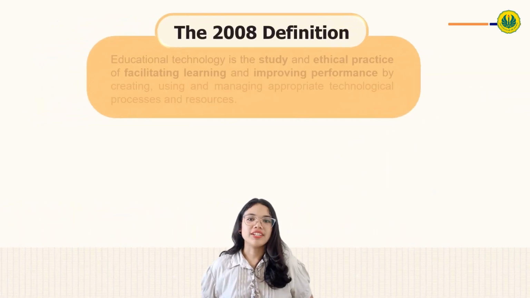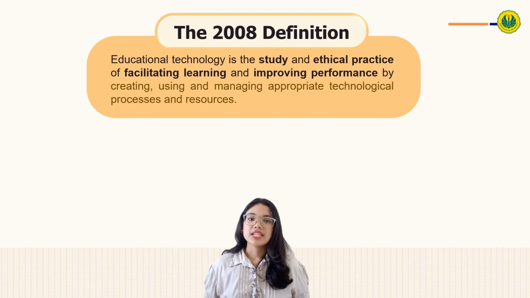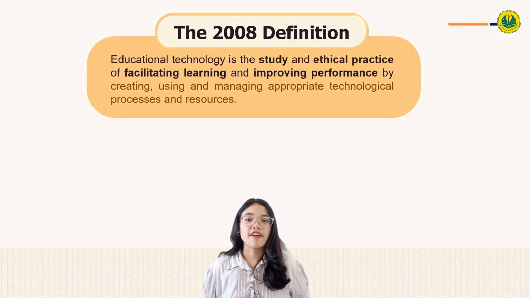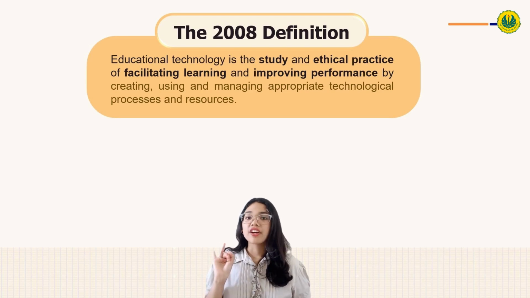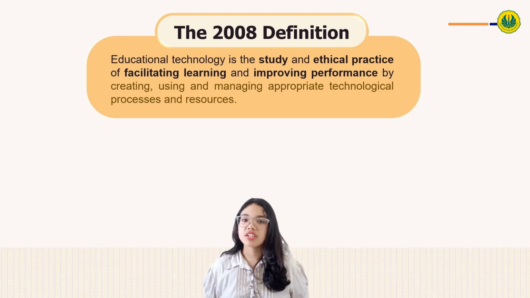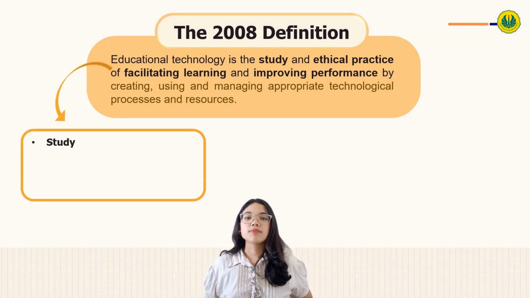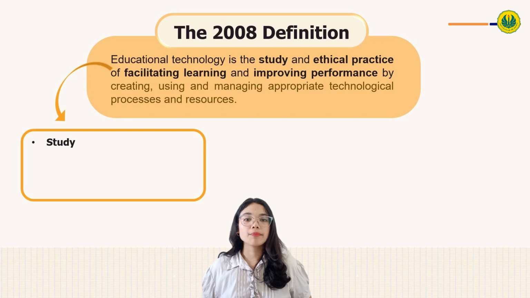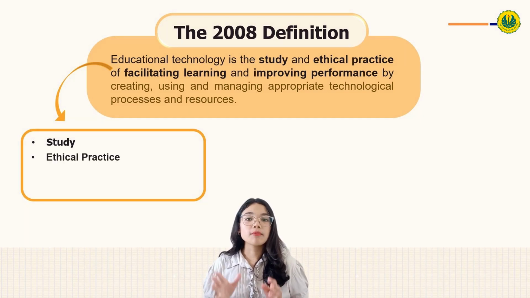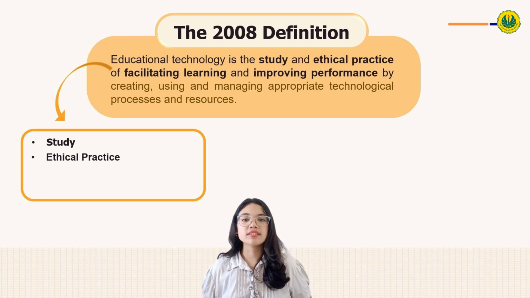2008 definition. Educational technology is the study and ethical practice of facilitating learning and improving performance by creating, using, and managing appropriate technological processes and resources. 1. The term study refers to the ongoing process of creating and refining knowledge. 2. The term practice refers to ethical stance and the code of ethical practice expectation.